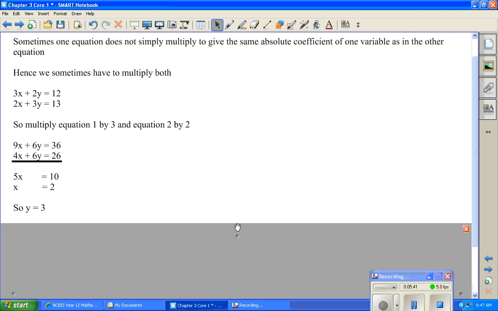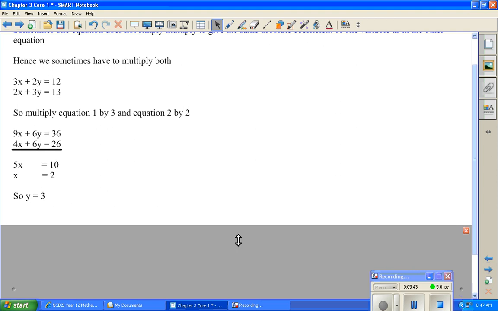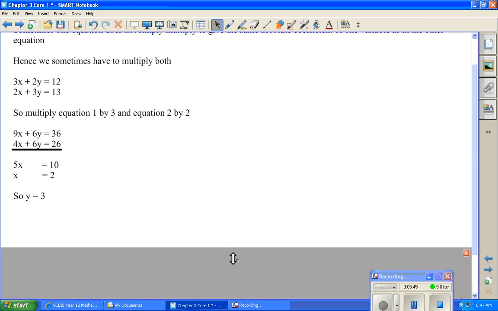And so y equals 3. Okay. And that's just on elimination. If you want to move on to the next lesson, that will be on solving simultaneous equations by substitution.